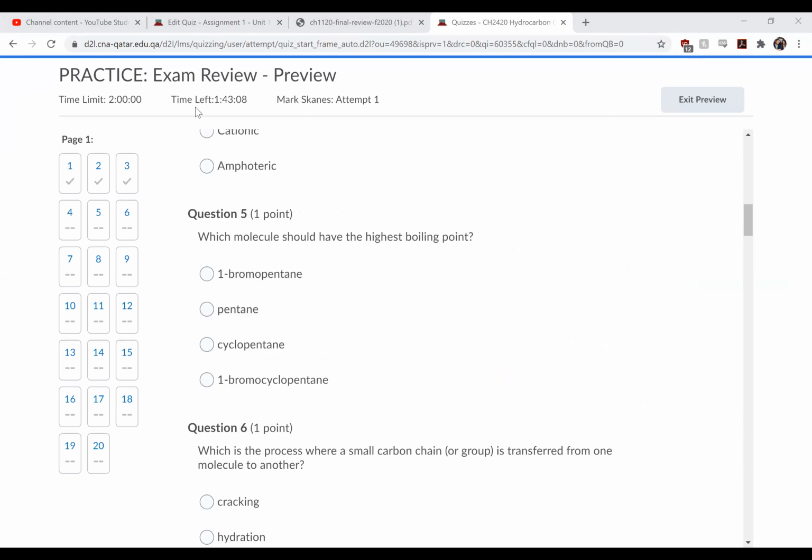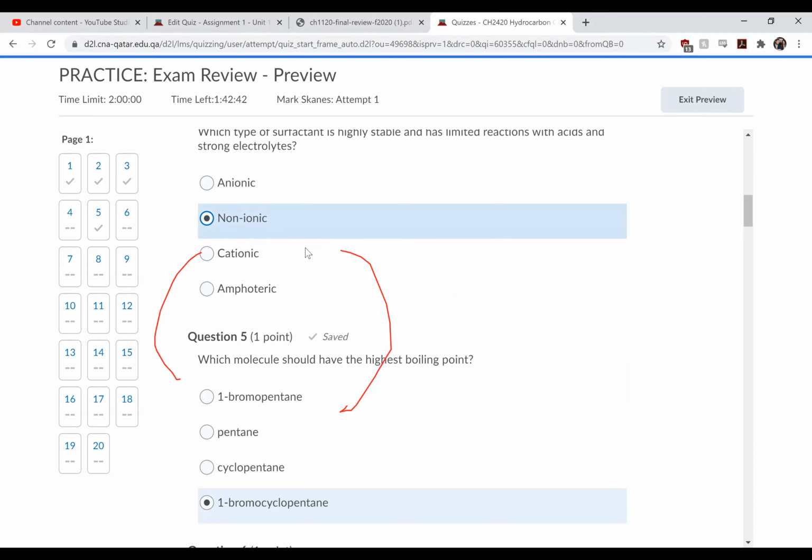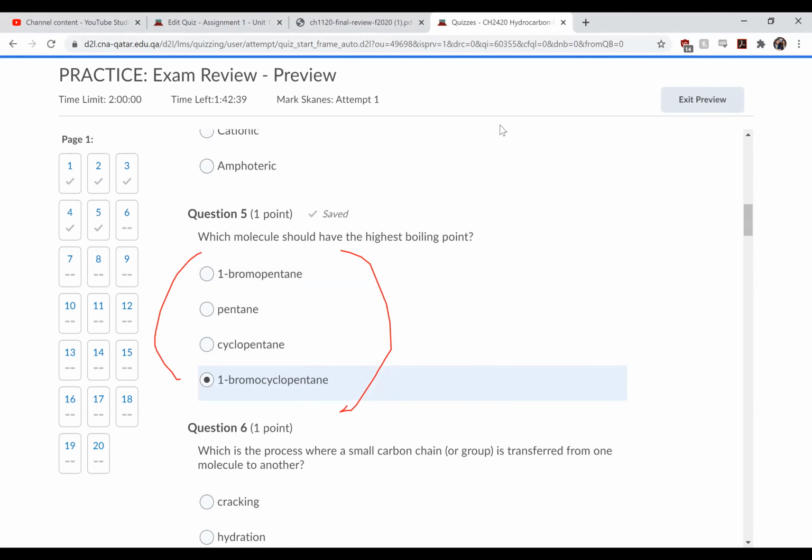Sorry. Okay. So this one, right? Pentane would be the lowest. Cyclopentane would be a little bit higher. And 1-bromopentane and cyclopentane, I wouldn't really know which would have the highest because they're both bigger than pentane. However, I know that if you combine all of this together, so we have bromo, we have cyclo, we have the pentane itself, that would be my biggest molecule and would have the biggest boiling point. This was in section 6.1. We did this Thursday last week.